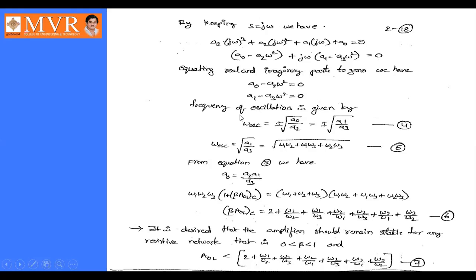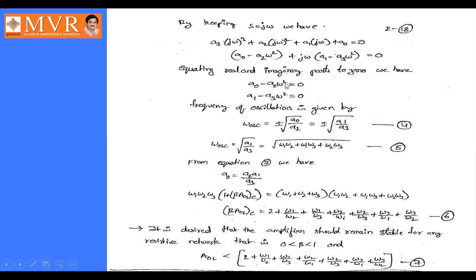Equating this to 0, we are going to find the omega value, the frequency of oscillations. For obtaining the omega value, we bring this term to the right-hand side, and it becomes positive. Then omega squared is equal to a0 by a2.